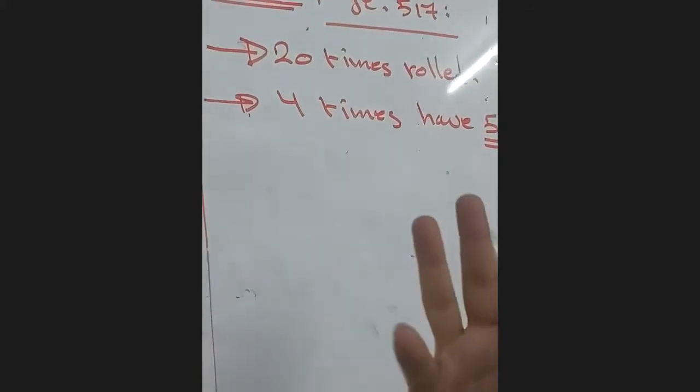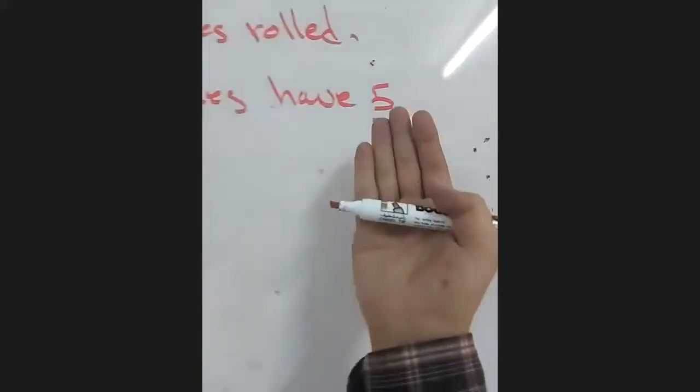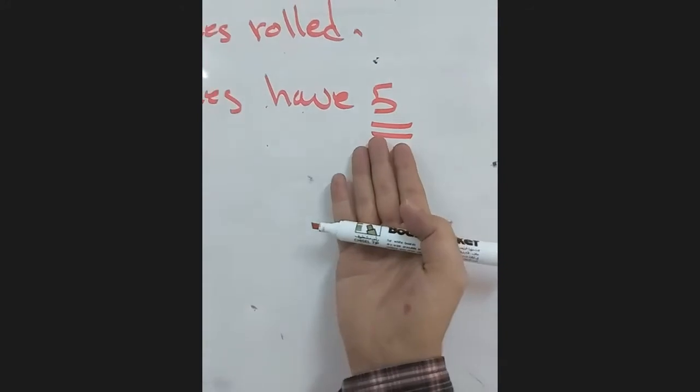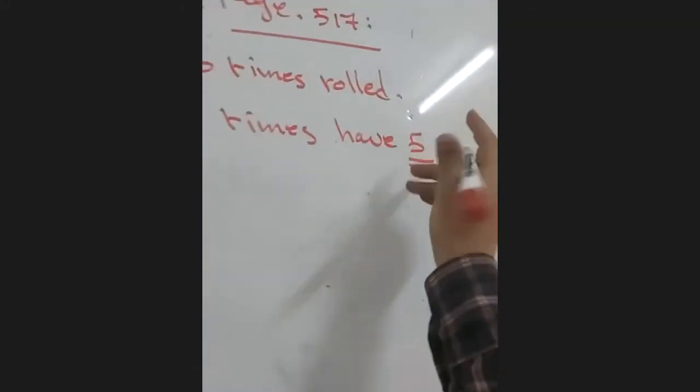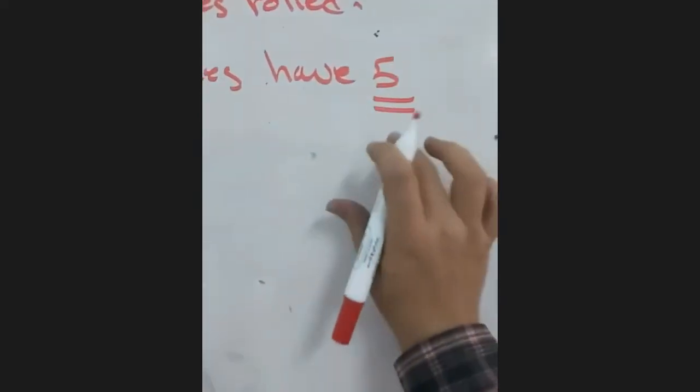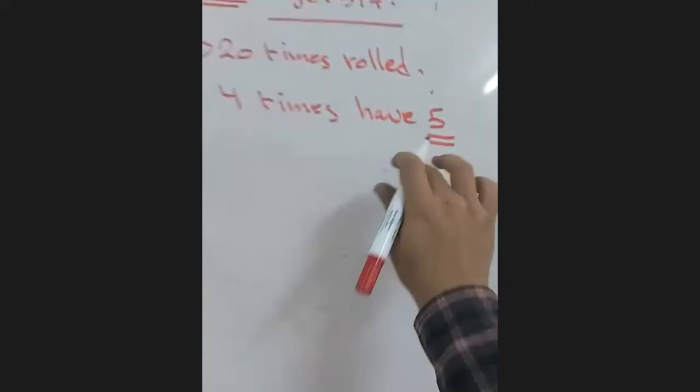What is the favorable outcome? The face with 5. Why? The question wants that, not me. The question talks about 5. This is our favorable outcome, the outcome that we are talking about. Okay? Continue.